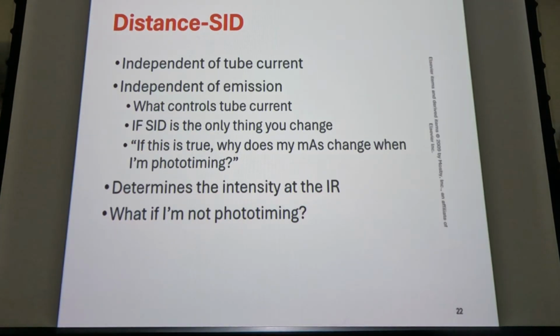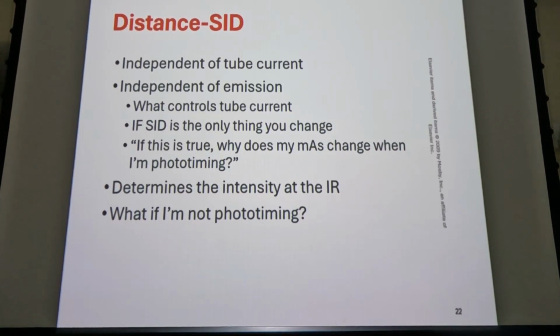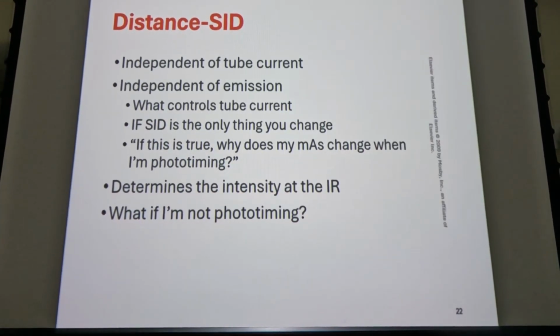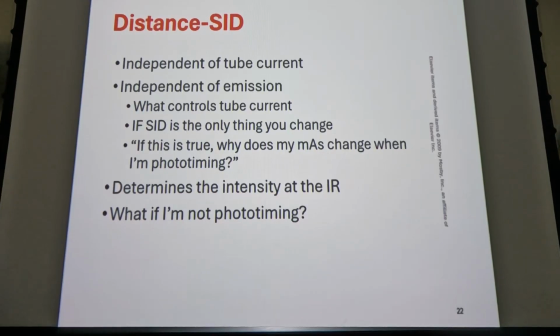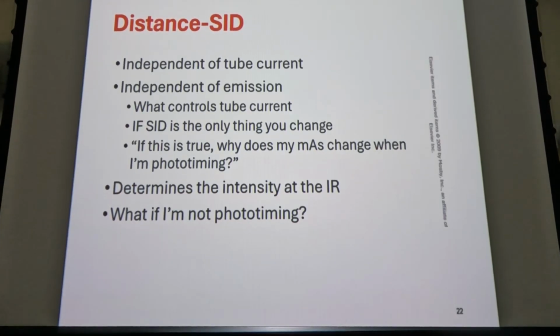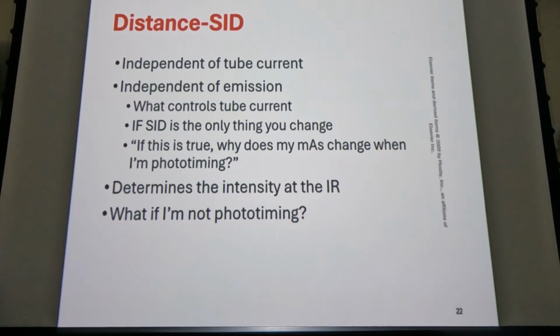So it's going to be independent of emission. So, emission again is mass. If SID is the only thing that you change and nothing else changes, right? The only thing that changes is SID. And in that, you're going to get a change at the image receptor, and it's going to be negative, deleterious. It's going to be a bad change at the image receptor. If you had the perfect technique at 40 inches and you increase to 72 inches, your technique is going to be inadequate. And we're going to take a look at that here in a second.